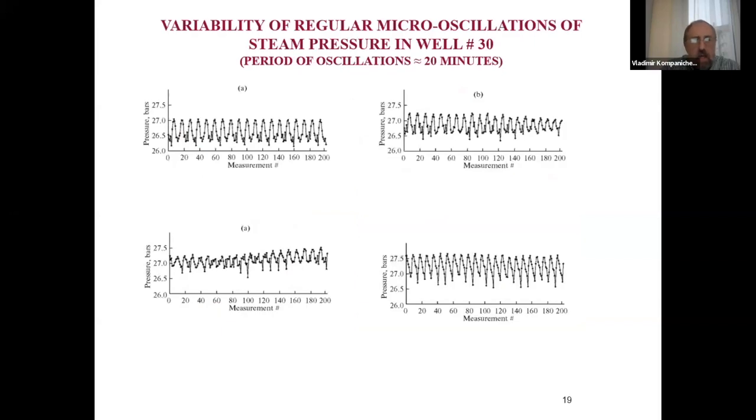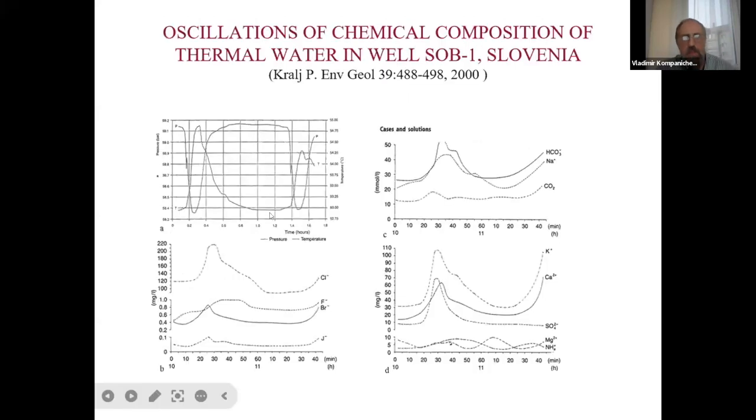And even the regular micro oscillations with periods of about 20 minutes are very variable, as we can see in these several pictures. In Slovenia, changes in some chemical components also correlate with changes in temperature and pressure. This period is about 70 minutes.